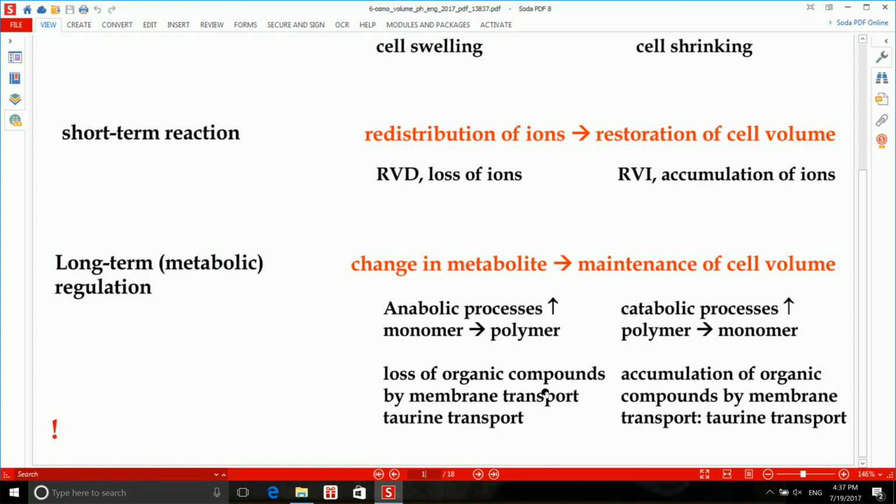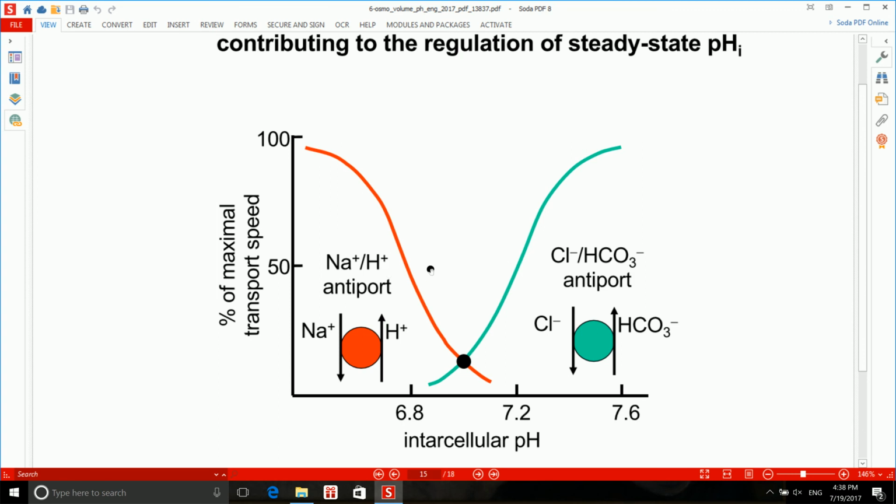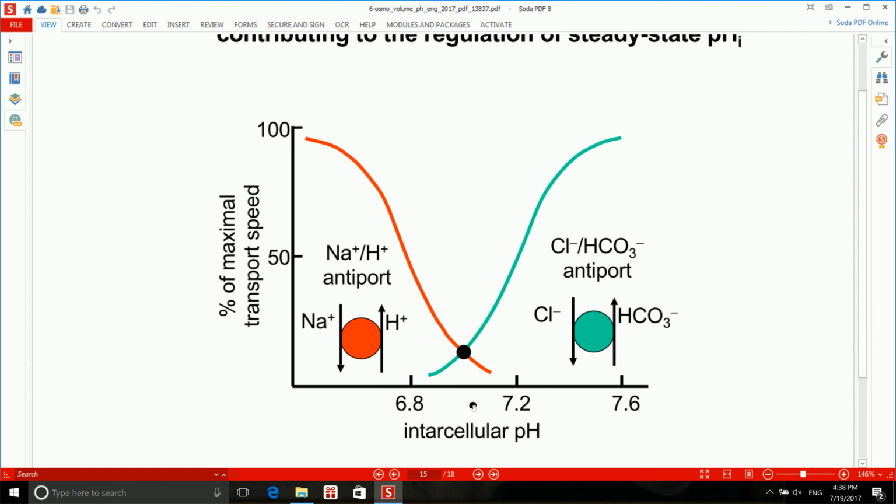Now that we've talked about short and long-term volume regulation, I think it's time to complete our picture about pH regulation. So you can see a nice graph here. On the x-axis is the pH. The more we go toward the right, the more basic the pH is. The more toward the left, the more acidic it is. On the y-axis is the percentage of maximal transport speed. So the higher you go on the y-axis, the faster the transporter works. And this red line indicates the sodium hydrogen transport, and this greenish line indicates chloride bicarbonate transport.